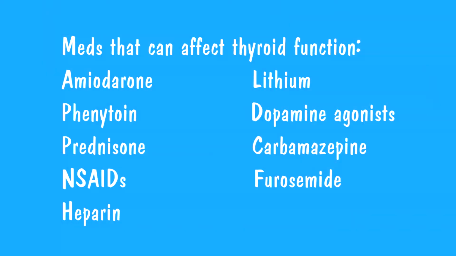Number 3, older adults are more likely to be on medications that can interfere with thyroid function. I'm going to list them here, and they include some common cardiac medications like amiodarone and furosemide, but also things like phenytoin and others. So if you're seeing an older adult, it's probably important to look at their medication list if there's thyroid dysfunction to see if the medications could be the culprits.